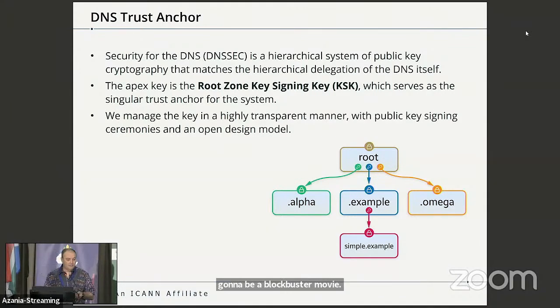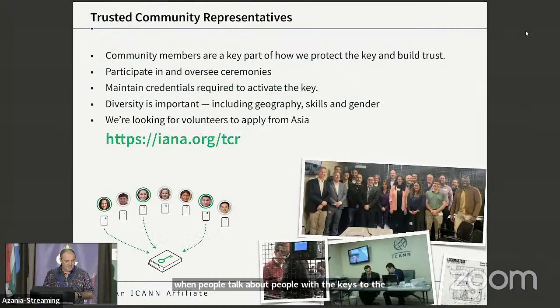Although you may have seen on TV and things when people talk about people with the keys to the internet. Well, that's about the people we call our trusted community representatives. They carry pieces of data on cards that are important for generating those keys. Now, they don't have the keys to the internet, but that does make for better TV. But we do need these trusted individuals.